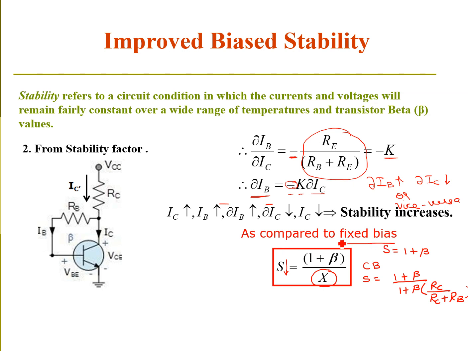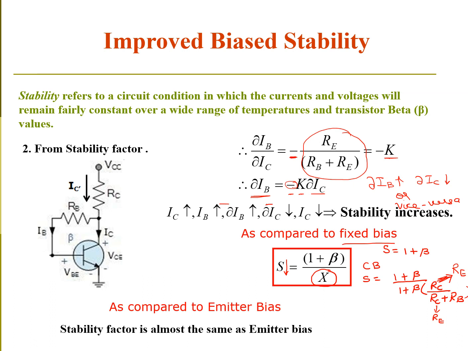What about the emitter bias circuit? In the emitter bias circuit, instead of RC, there was a resistance RE present. But the stability factor was the same, (1 plus beta) upon (1 plus beta RE upon RE plus RB). Instead of RC, there is RE. Over here also it is RE plus RB. So almost the stability factor is the same. So stability is the same as compared to emitter bias, but it is far better as compared to the fixed bias circuit. So as compared to emitter bias, the stability is almost the same.